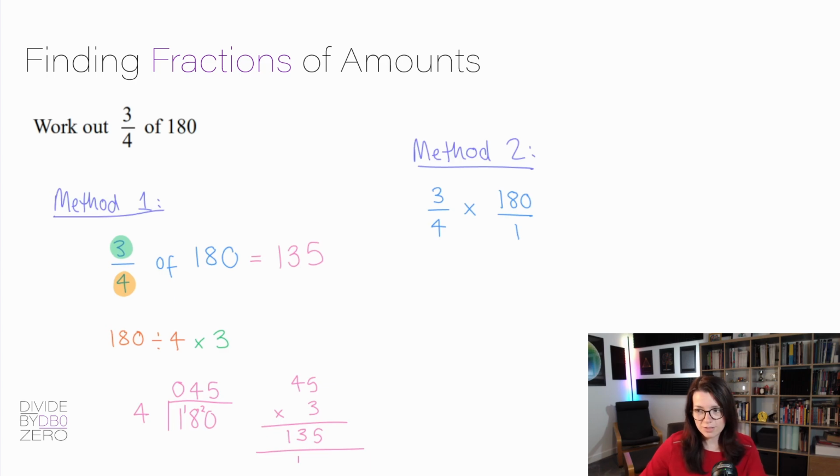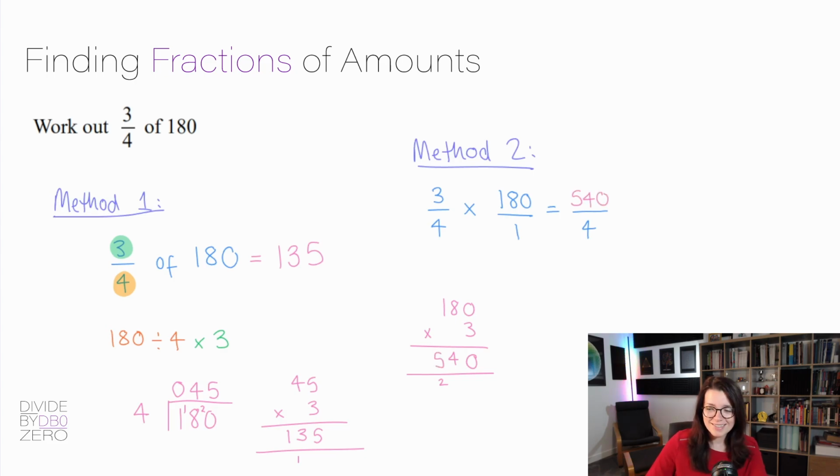So I'd probably do the denominators first. 4 times 1 is just 4. And then to get 3 times 180, we could do a column multiplication. 3 times 0 is 0. 3 times 8, 24. 3 times 1, 3, plus 2 gives 5, 540.